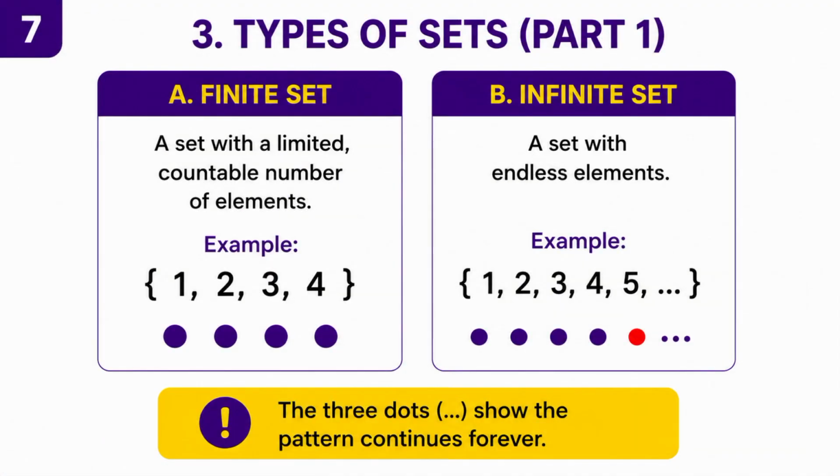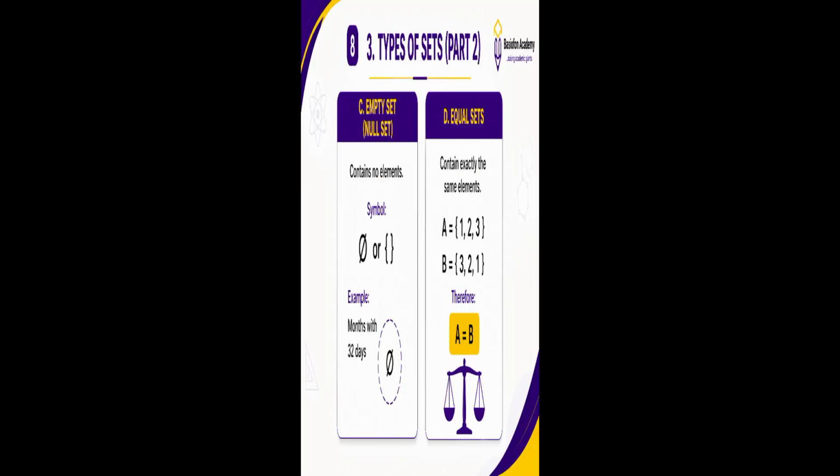Now let's look at the different types of sets you encounter in your exam. First, we have a finite set. This is a set where you can count the elements to a definite end, like the days of the week, or the set 1, 2, 3, 4. Second is an infinite set. This one has endless elements that go on forever. We represent this in mathematics by putting 3 dots at the end, called an ellipsis, showing that it never terminates.